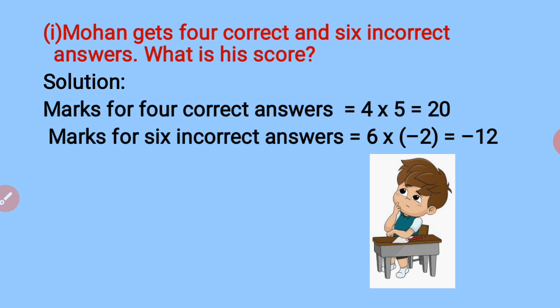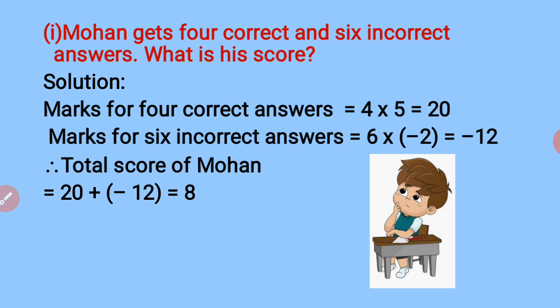So now what is his final score? He has got 20 and he has got minus 12. Total of this is 20 plus minus 12, which is 8. That means his final score is 8. He has given 4 correct answers. If he had not given those incorrect answers, he would have got more marks. But because of these incorrect answers where there was negative marking, he has lost a lot. And finally, he has got only 8.